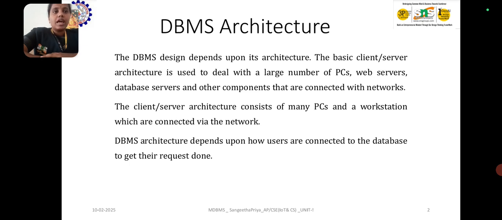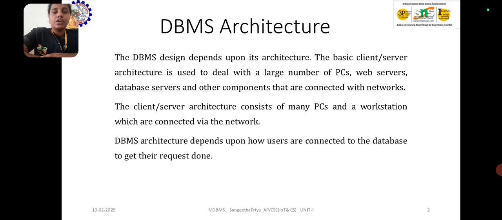The basic client or server architecture is used to deal with a large number of PCs, web servers, database servers and other components that are connected with the networks. The client or server architecture consists of many PCs and workstations which are connected by the network. DBMS architecture depends upon how users are connected to the database to get their request done.